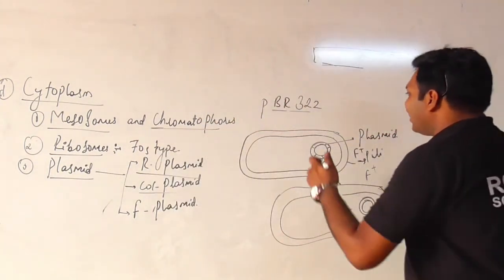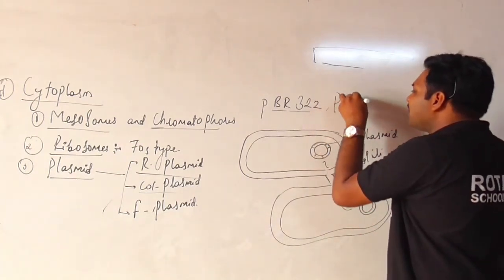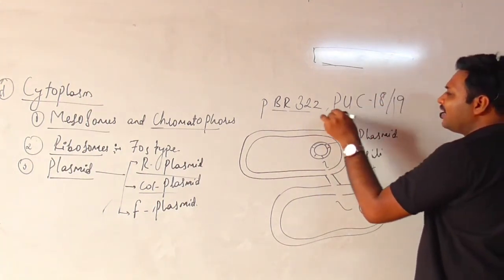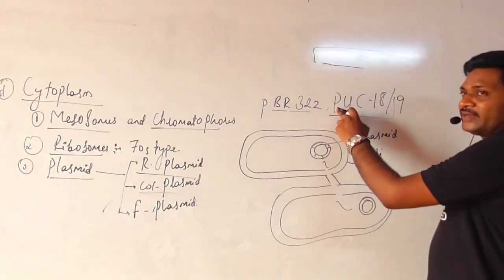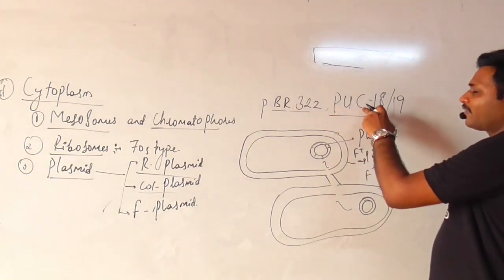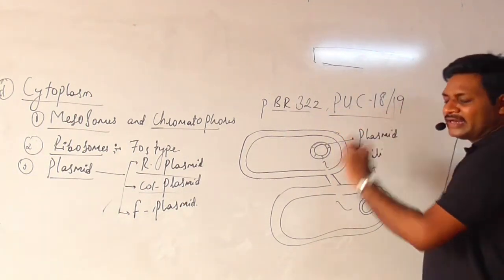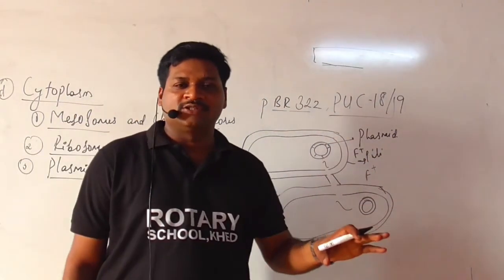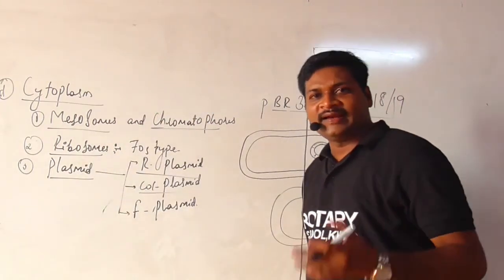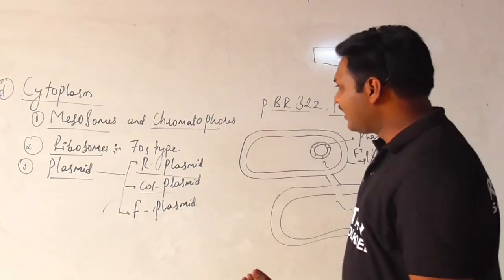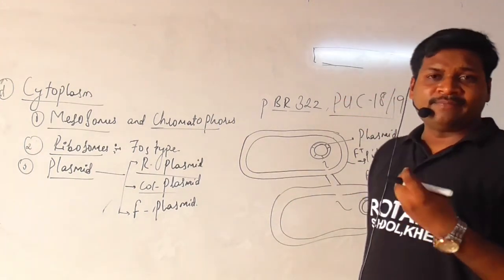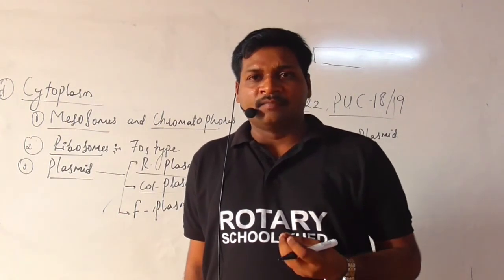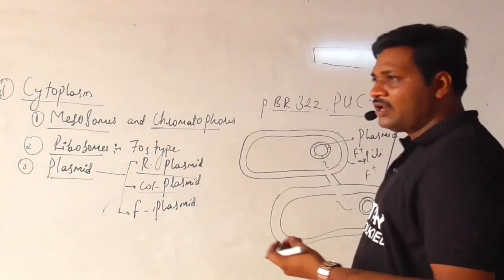Then apart from that, another plasmid is also there, like pUC 18 or 19. So in pUC 18-19, p stands for plasmid, U C for University of California, and 18 and 19 are the order of discovery. So these are the different types of plasmid which are used in recombinant DNA technology. Students will discuss recombinant DNA technology in the next classes. This method is implicated for the production of different types of antibiotics and different biological products, organic products, which are available in the market.